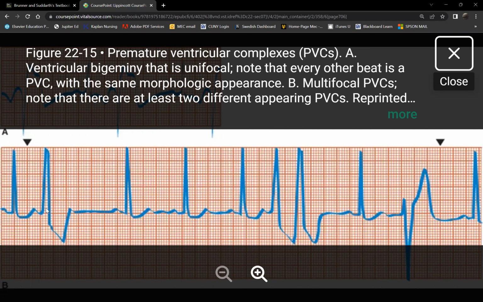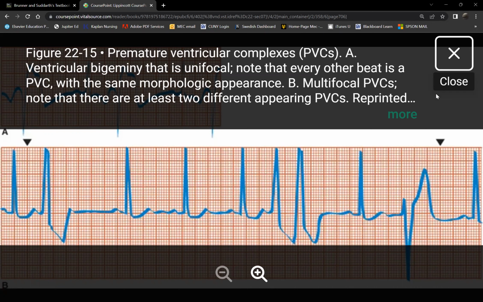And you remember last week when we did PAC, what always follows a premature beat? A pause. Okay, so this one, same thing. There's a pause that follows a premature beat. So sinus, PVC, pause, sinus, PVC, two PVCs. So if you get two PVCs in a row, we call that bigeminy. Okay, two in a row, bigeminy. Three in a row, what will we call it? A triplet. If it's four in a row, quadruplet.